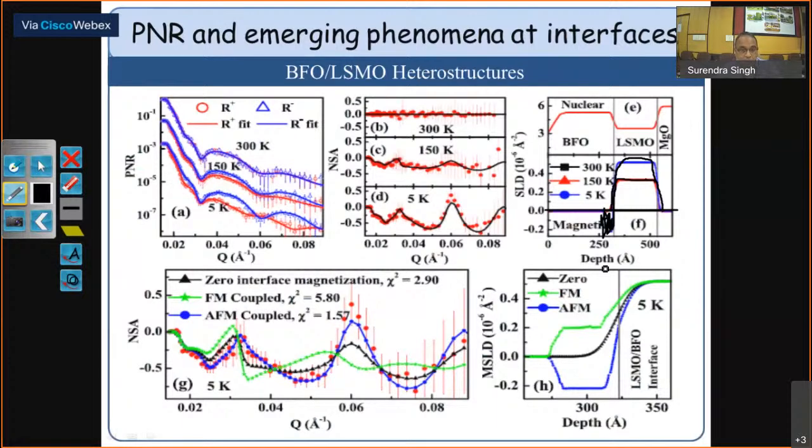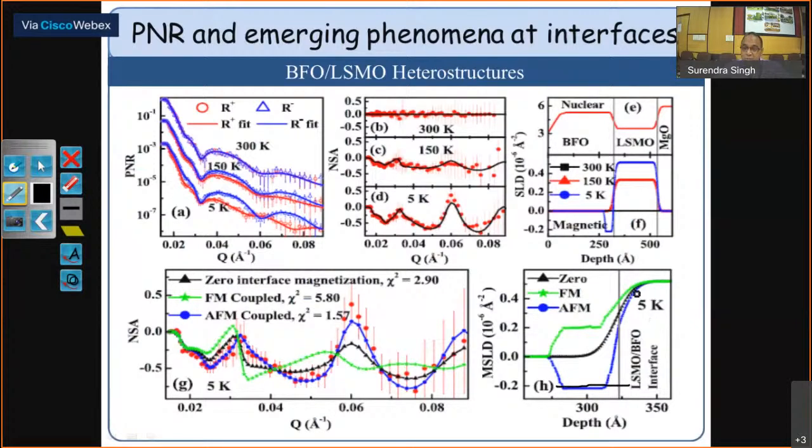Okay, and you can see these are the different models for the 5K data. We assume different ones. So for this 5K, we assume this is the LSMO layer. This is the interface, shown over here. This is the BFO layer. This interface part is around 35 angstrom, from here to here. This is LSMO. So you can see when we consider zero magnetization for the interface, this black one, it is not fitting the PNR data very well.